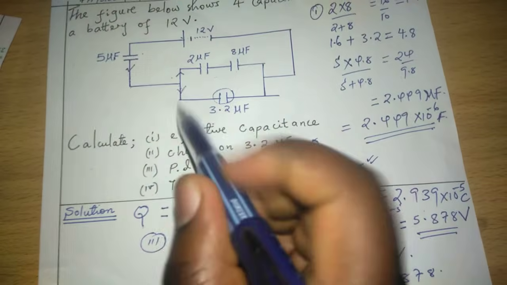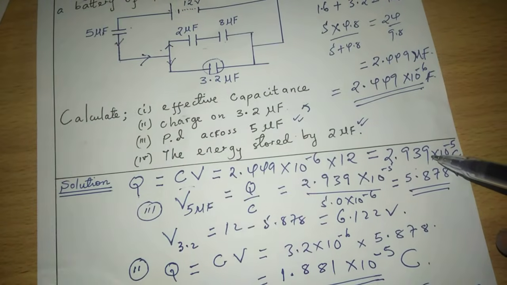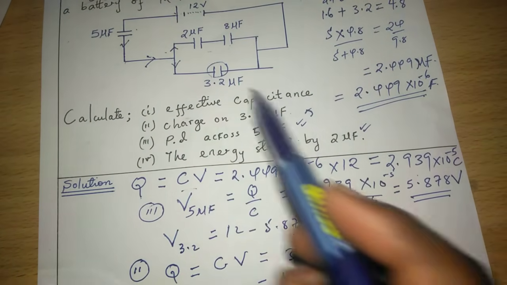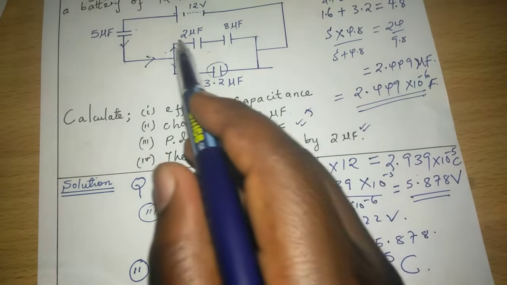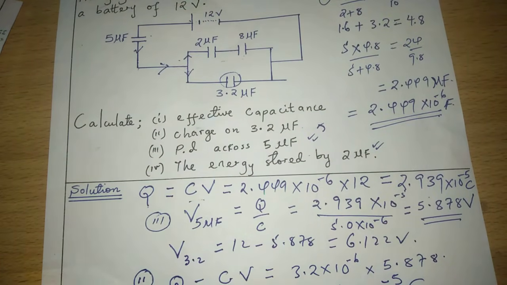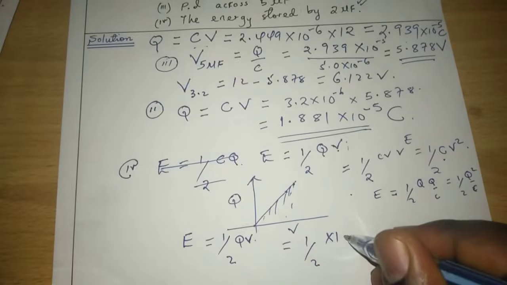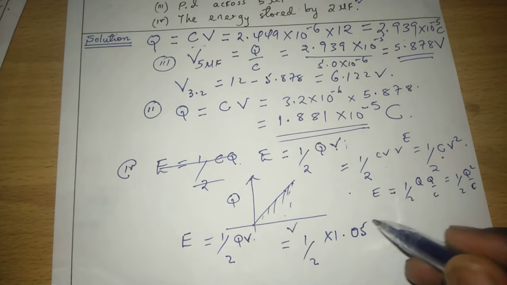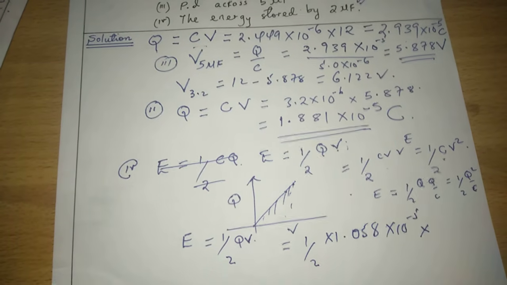So we know that the charge flowing in the whole system is 2.939, and now we know the portion which goes through the 3.2, which means we can get the balance, so that we know the charge that flows now in these two capacitors. So when we have 2.939 and we subtract 1.881, we are getting 1.058. So the charge is 1.058 times 10 power negative 5, and we multiply this with the voltage.